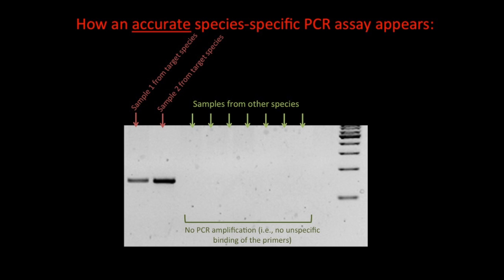Using gel electrophoresis in the laboratory, this is how the results of an accurate species-specific PCR might appear. The PCR product from the two samples containing the target DNA appears as a solid dark band on the left-hand side of the gel. These samples are consequently determined to be positive. On the right-hand side, as no PCR product was amplified from the other 7 samples that potentially contain DNA of other species, these samples are determined to be negative.